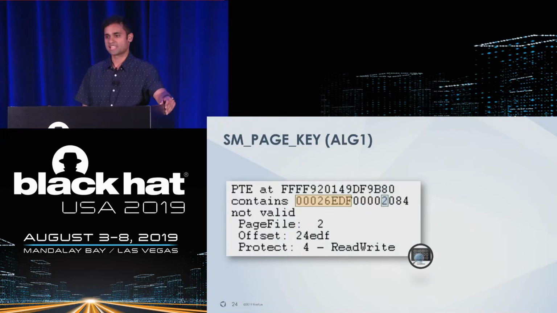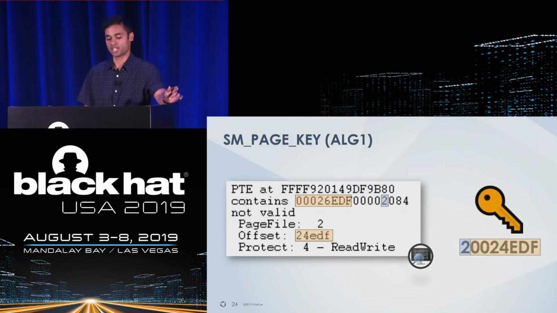So just another example now using the Windows debugger. Let's say page file high is hex 26EDF. The Windows debugger actually parses it and says, no, it's actually 24EDF. So in this case, it checked the swizzle bit and then updated the offset accordingly. As a result, we get an SMK page key of 2002 4EDF as opposed to 2002 6EDF.